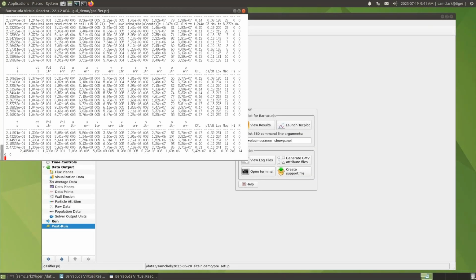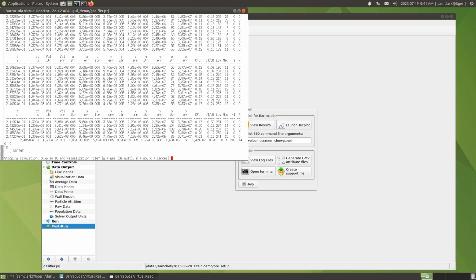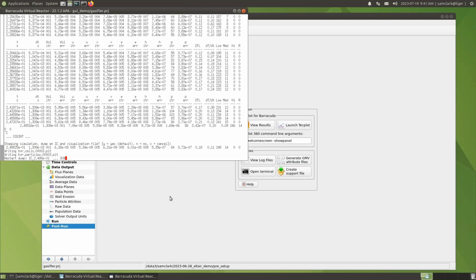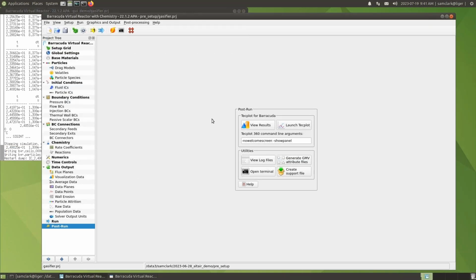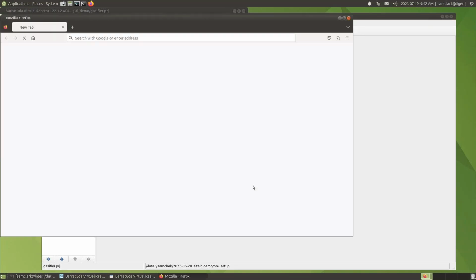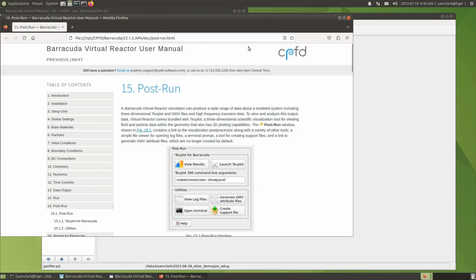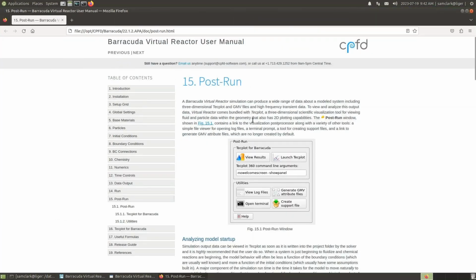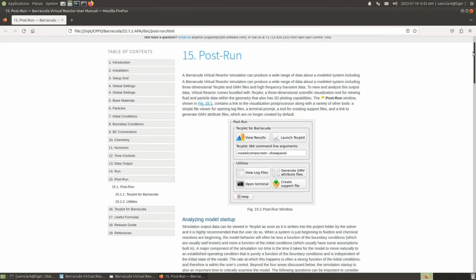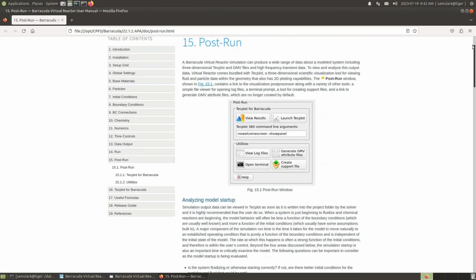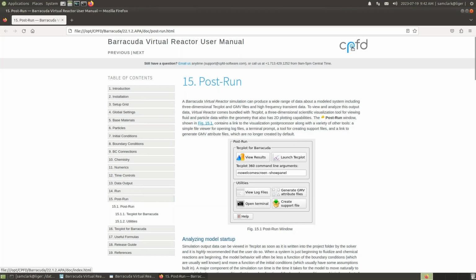I'm going to go and stop the simulation in case that's what's using all my file system capability. And I wanted to mention a couple of other things that users find valuable when they start using Barracuda. So one is all of our screens have a help button on them. We have a very detailed user manual that covers all of the features of the software. So the documentation that's built in is really strong.